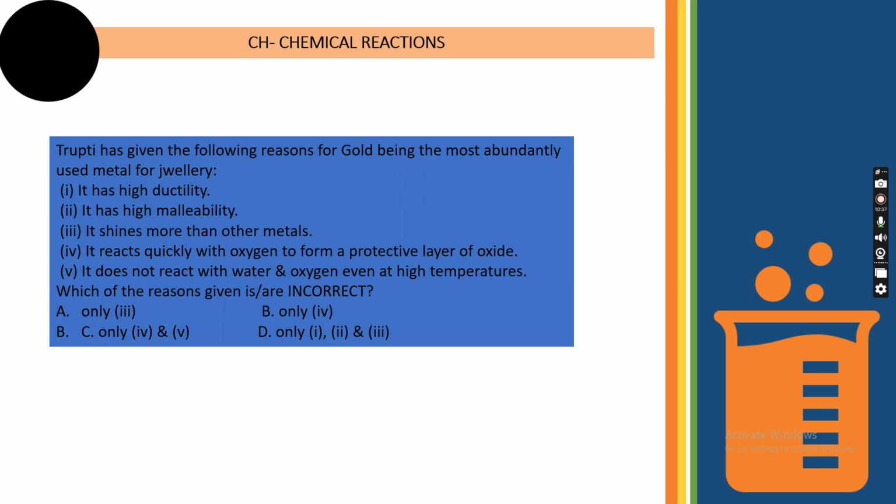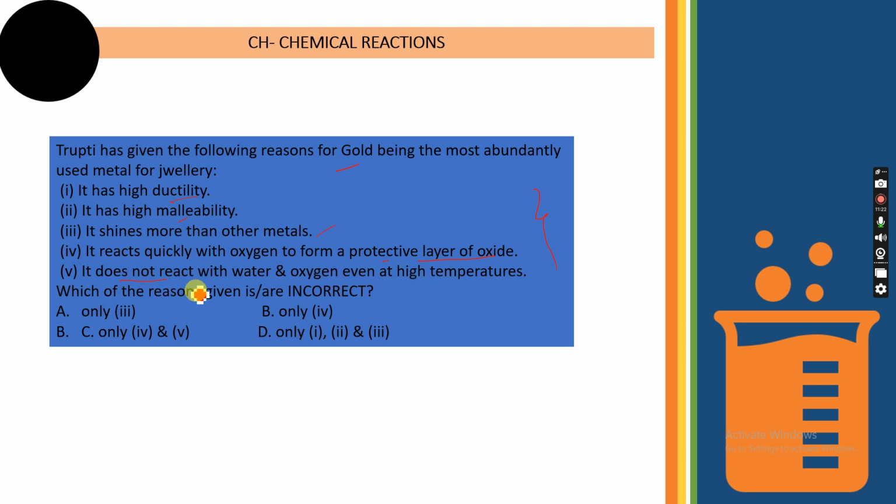I hope I'm clear. Another one, again Trupti, she has given the following reasons for gold being the most abundantly used metal for jewelry. Okay, Trupti has given 5 reasons why gold is used mostly for making jewelry. Okay, what reasons did she give? It has high ductility, I hope you know the properties of metal, malleability, okay, then it shines more than other metals, it reacts quickly with oxygen to form a protective layer of oxide, and fifth one, it does not react with water and oxygen even at high temperature.